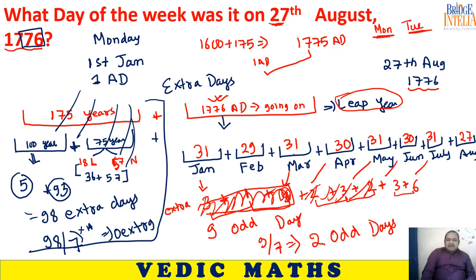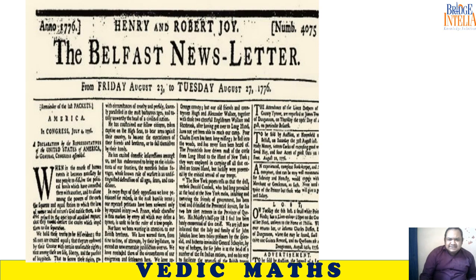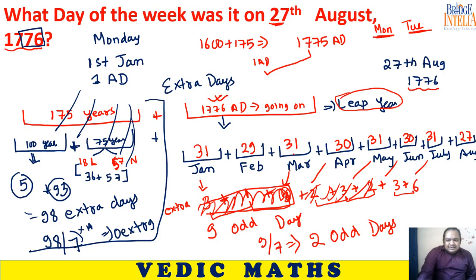So let us verify if we have calculated correctly. 27th August 1776. This is the cutting of the actual newspaper. You can see it was a Tuesday. 27th August 1776. So you can rewind this and have a look at this problem once again. We will take a couple more examples.